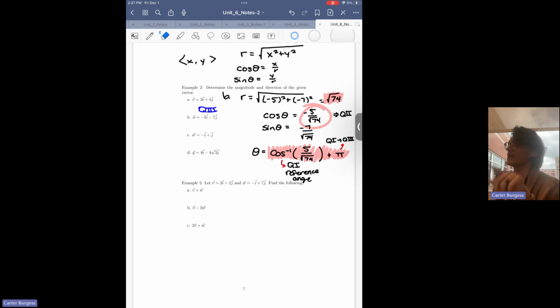What is due on Sunday? 6162 classwork. What is on Monday? 6162 quiz. So that would be polar points as well as polar form complex numbers. Quiz on Monday.